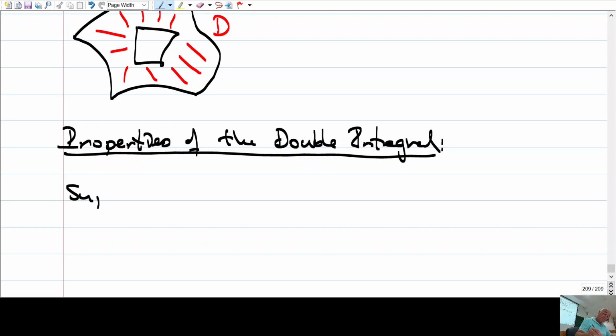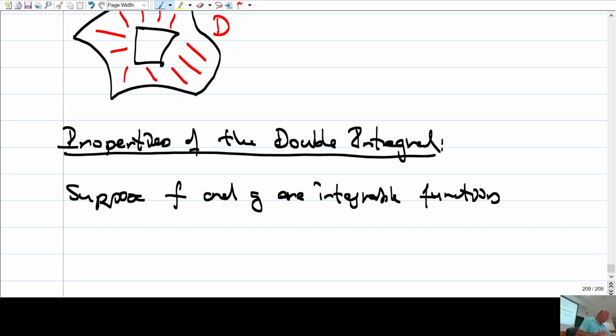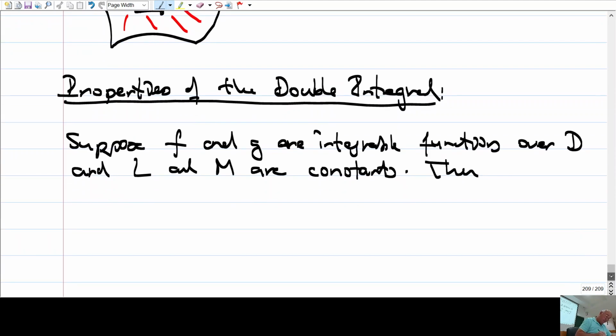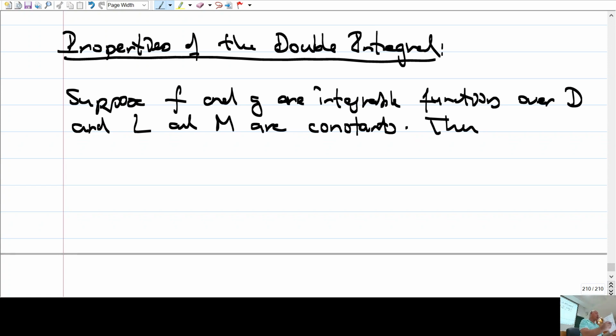Suppose f and g are integrable functions over some region D, and L, M, N are constants. Then we have the following. Again, these properties are analogous to those properties for single variable integration of single variable functions. Namely, we have this first.